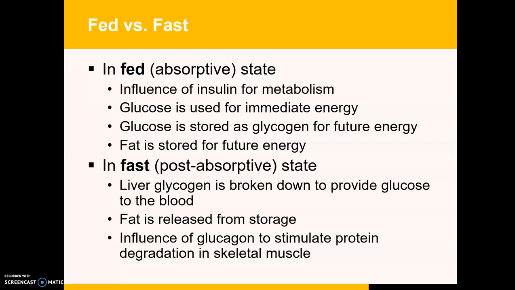The liver provides glucose to the blood by breaking down liver glycogen. Some glucose is also produced from non-carbohydrate sources, that is what we call gluconeogenesis. Fatty acids are released from the adipose cells and are used by both the liver and muscle to produce ATP. Glucagon, a counter-regulatory hormone to insulin, as we know, will stimulate protein degradation in skeletal muscles, although it also stimulates the synthesis of liver protein.